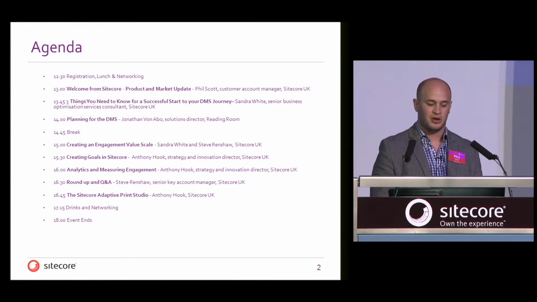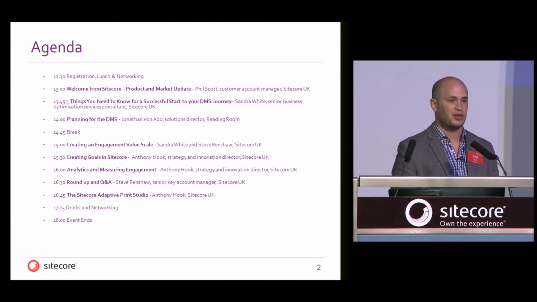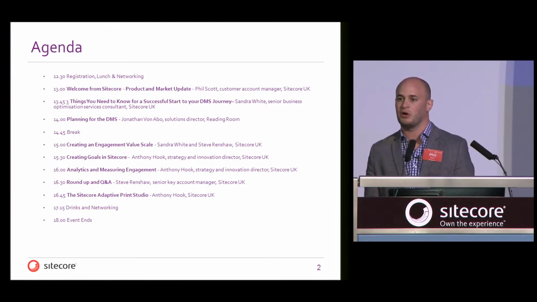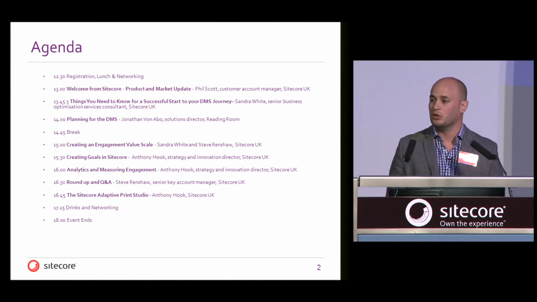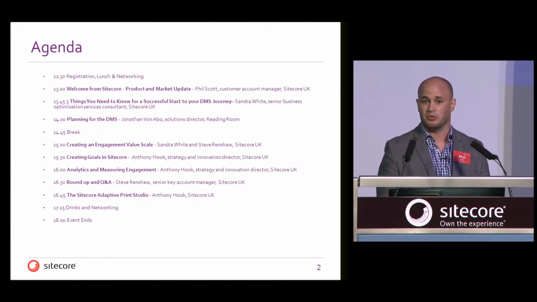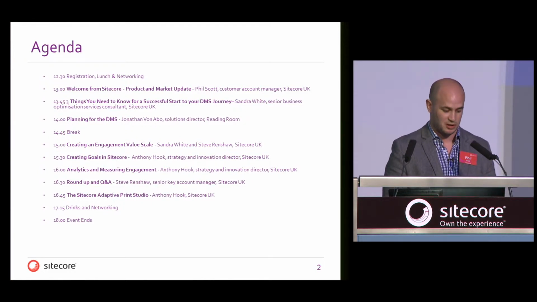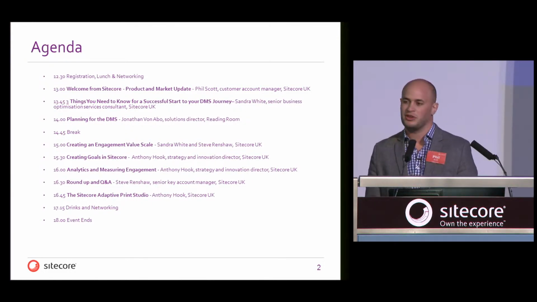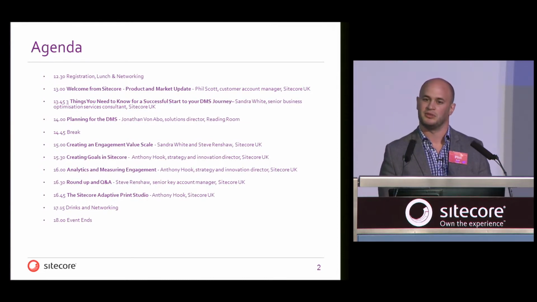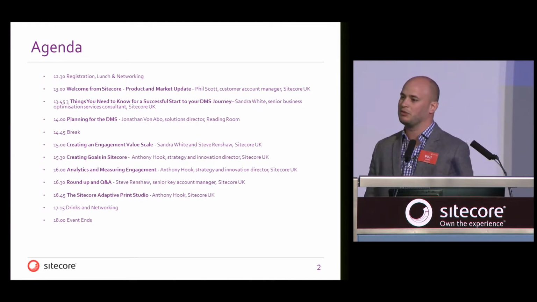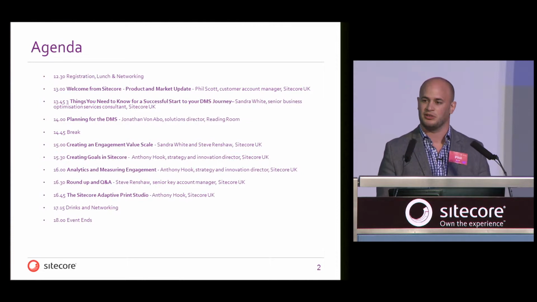And at the end, Anthony Hook is going to come up on stage and talk a little about the Adaptive Print Studio, which is for those of you who have print requirements within your companies at the moment. This is something that we're hugely excited about, so we wanted to give you a bit of exposure to that throughout the day. Then we'll be having the traditional drinks and networking piece afterwards, so a bit of a chance to kick back, relax, talk about the great presentations that you've seen, and get to meet some other people that you might not have spoken to before.